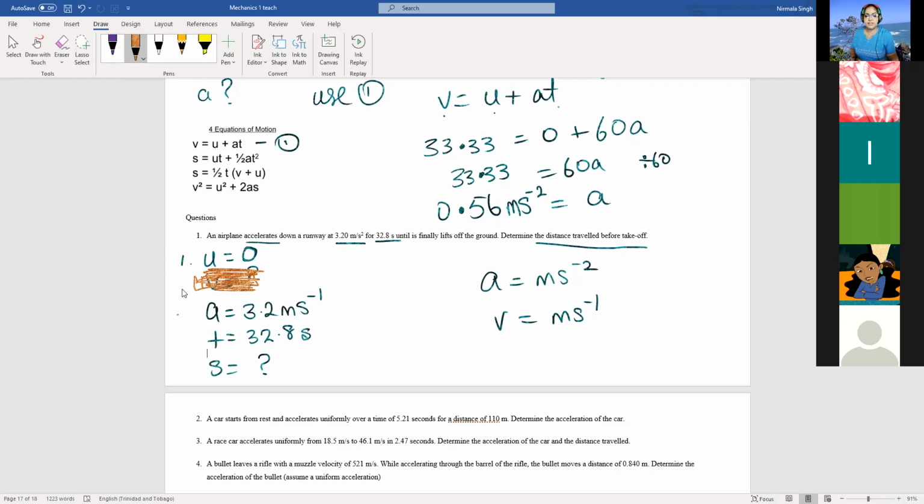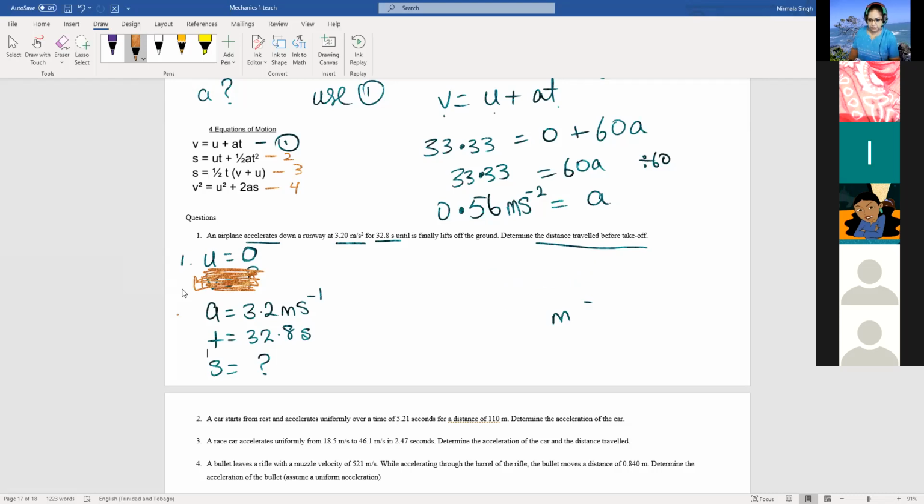So what equation out of our 4 equations has S, T, A, and U in it? Equation 1, 2, 3, or 4? Equation 2. All right, so we're going to use equation 2, which is S is equal to UT plus a half AT squared.